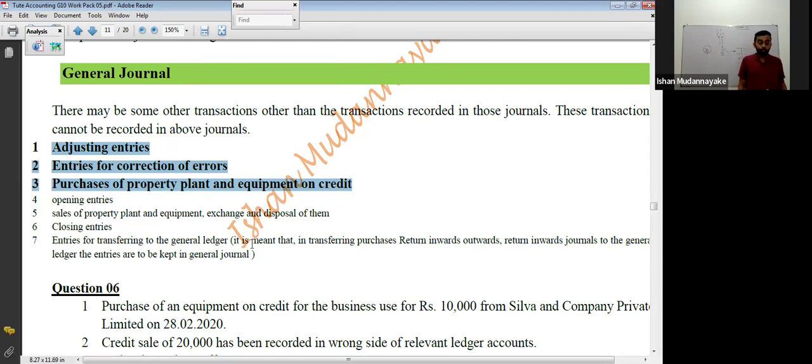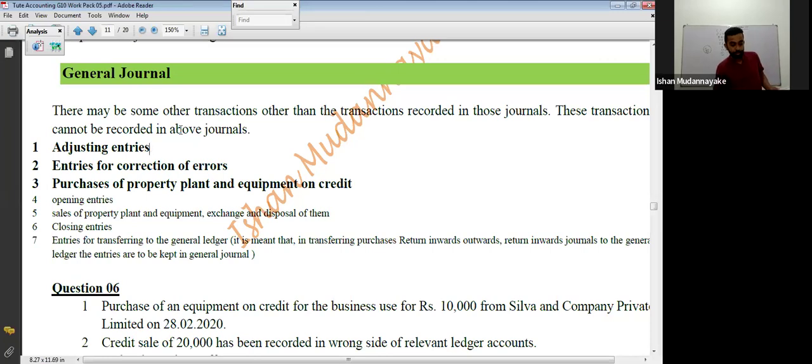Lastly, I told you to write down in front of adjusting entries: grade 11, chapter 5. Grade 11, chapter 5 is adjusting entries: accrued expenses, accrued income, bad debts, depreciation.